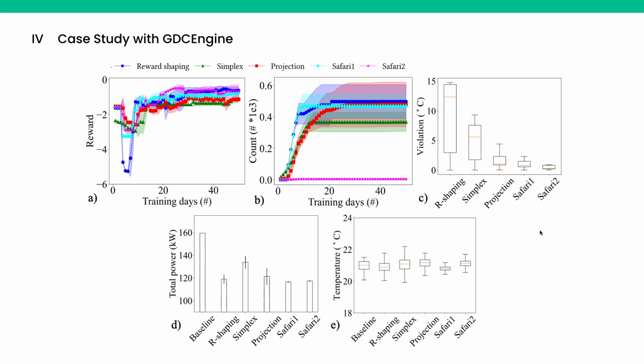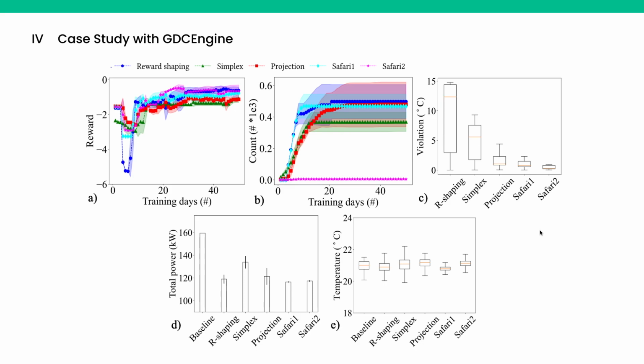Diagrams A, B, and C reflect the statistics during the training phase, namely reward, violation count, and violation magnitude in terms of thermal safety. We can see that both Safari 1 and 2 achieved high rewards and lower violation magnitudes. Safari 2 produced the minimal violation counts.